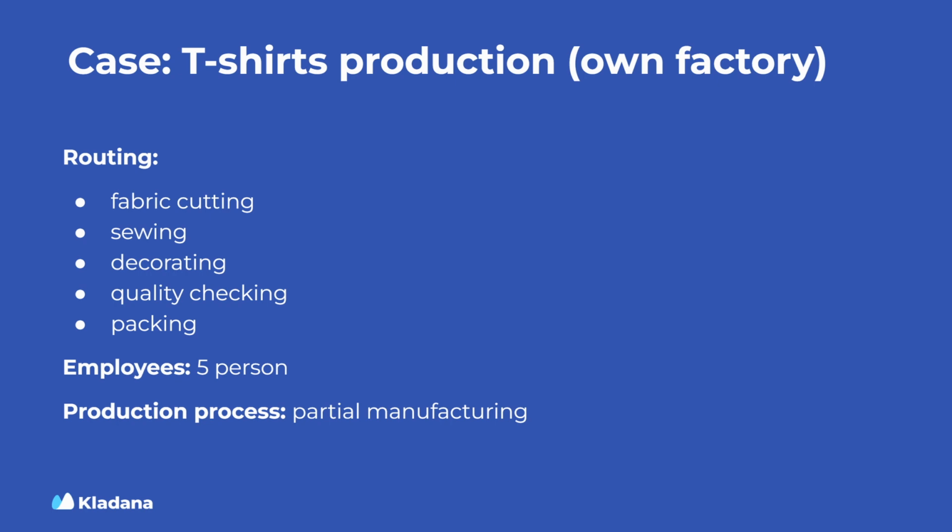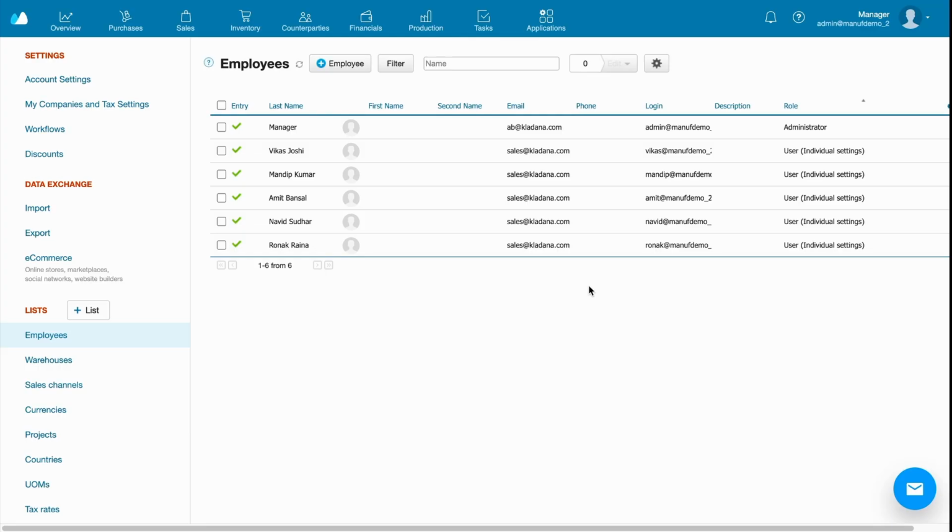We will produce t-shirts. The production cycle is carried out entirely in our factory. The manufacturing routing consists of 5 steps: fabric cutting, sewing, decorating, quality checking, and packing. I have 5 employees. In that case, the production order is rather huge, so they will produce partially. I have made some preparations in Kladana.